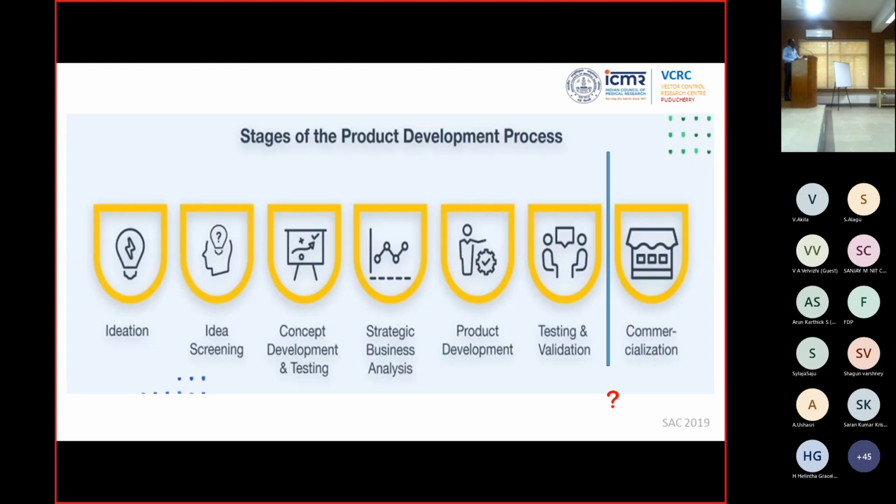So these are the stages of product development, from the ideation to putting it into the market, commercialization. But the most important thing is that you have an idea, you develop it into a concept, and you develop it into a viable prototype. Then from the prototype you make it a workable device. Then subsequently you have to go for commercialization.